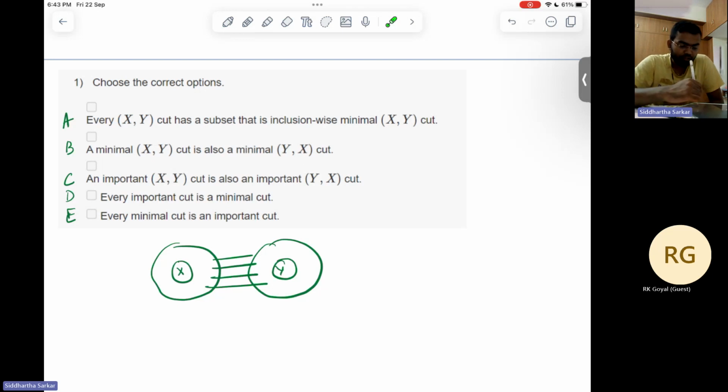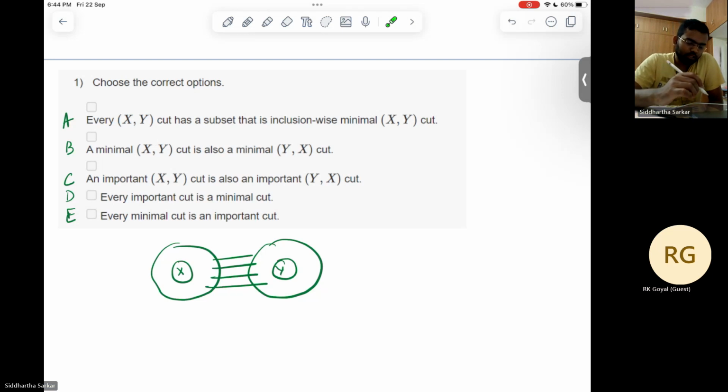But definitely, if it is not a minimal cut, then some of the edges can be removed to make it a minimal cut, because disconnectivity is already achieved. Once we say that x comma y is a cut, the set of edges in the cut already disconnects x and y, but maybe it is not minimal. Maybe there are redundant edges which can be removed, and the disconnectivity will still hold true. Therefore, a subset of any xy cut will always be inclusion-wise minimal. Does that make sense?